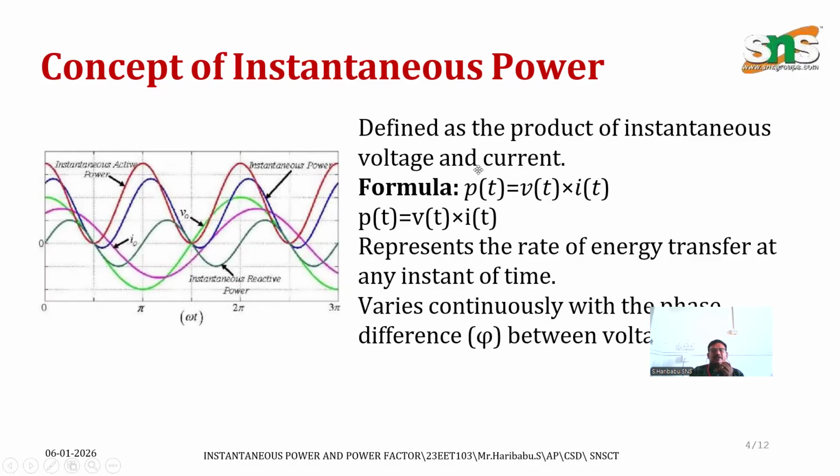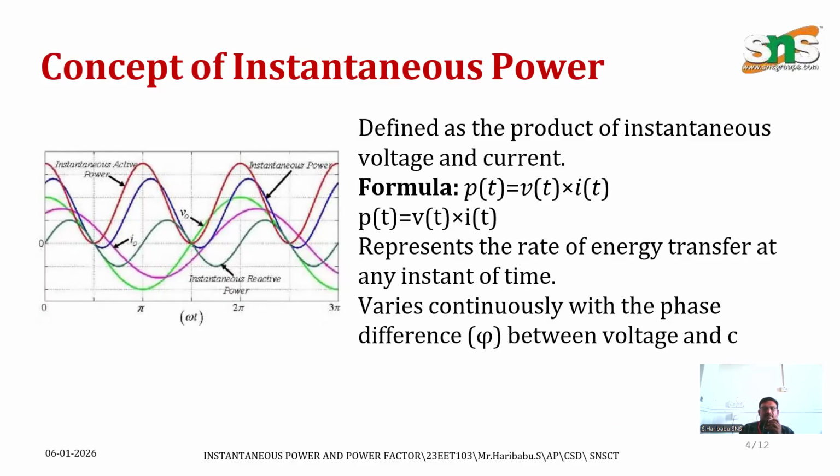It is defined as the product of instantaneous current and voltage. That is the formula P is equal to V into I. In terms of time, it is represented as p of t is equal to v of t into i of t. So it represents the rate of energy at any instant of time. It varies continuously with the phase difference between the voltage and current.